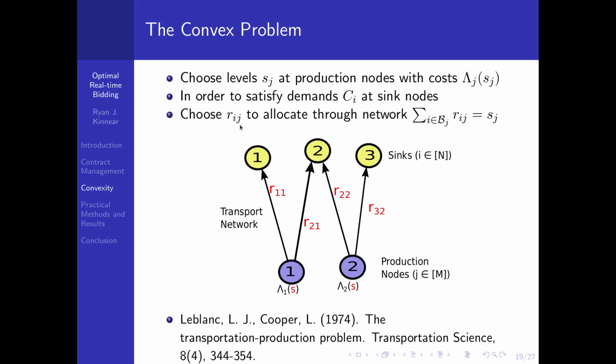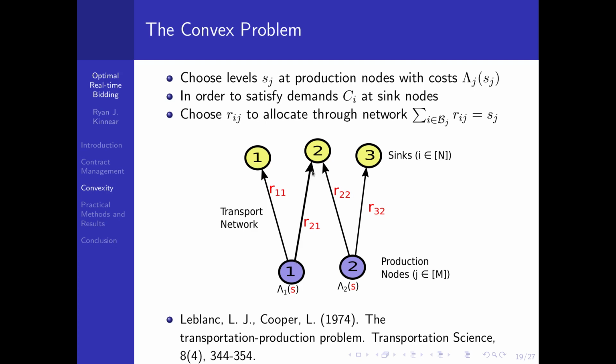Okay, so the convex program I just described is analogous to a transportation production problem. So the sink nodes are the contracts, and the production nodes are given by the acquisition cost functions. So you have some production nodes here. You choose how much to produce at these production nodes, which is given by S. And once you've done that, then you have some transportation network, where this network is defined by the admissible types A.